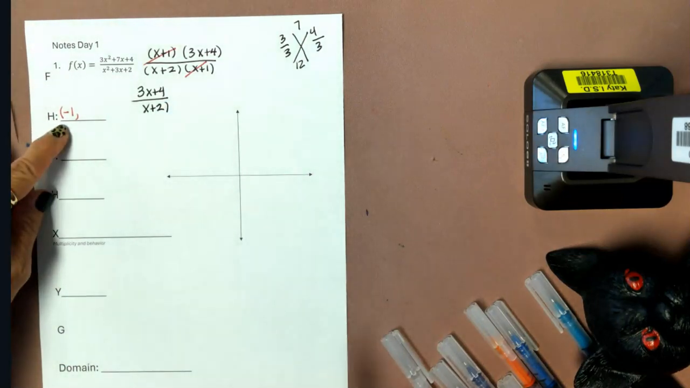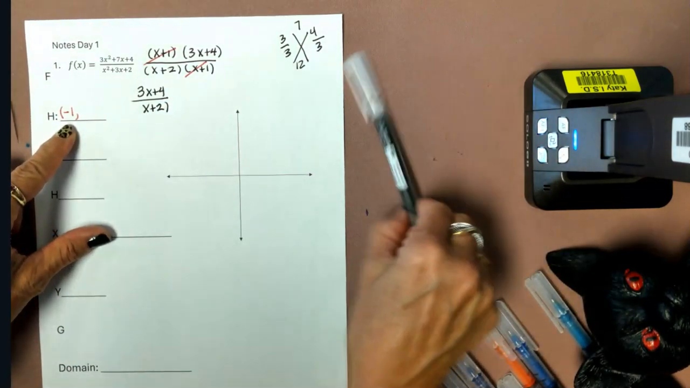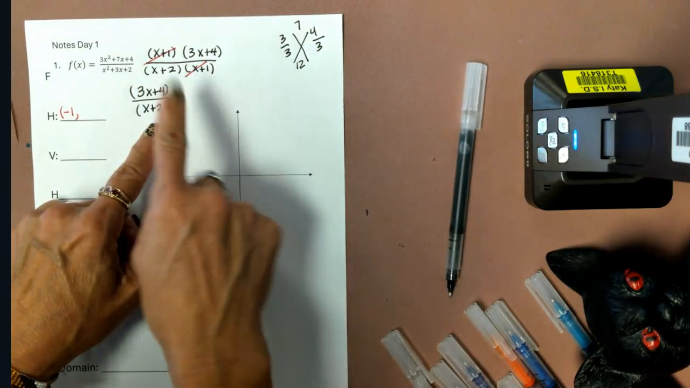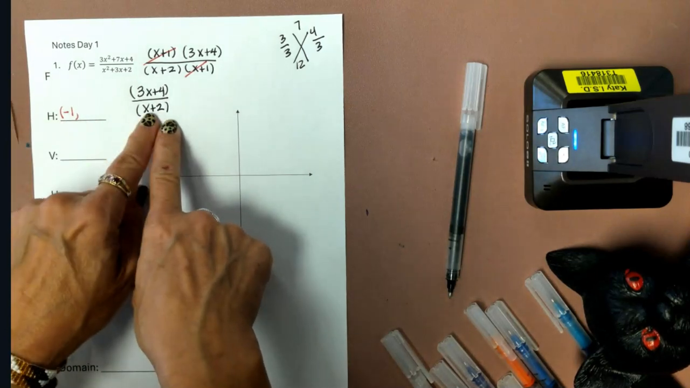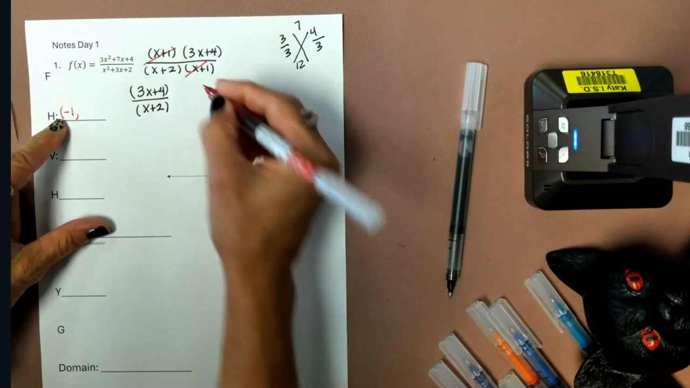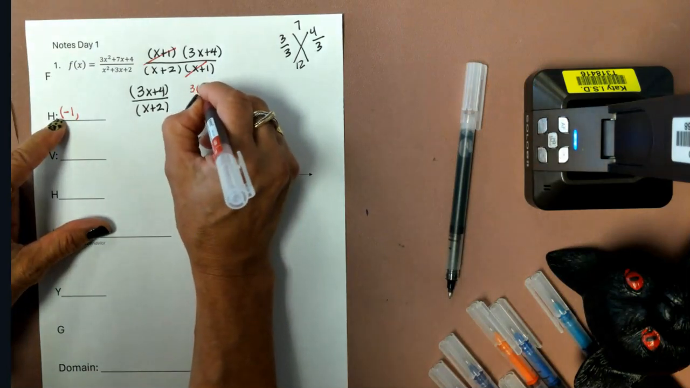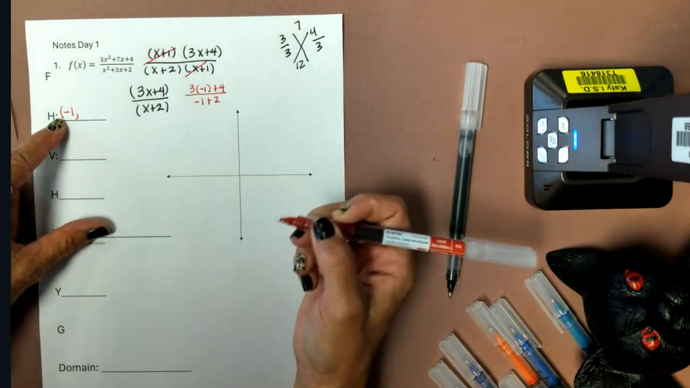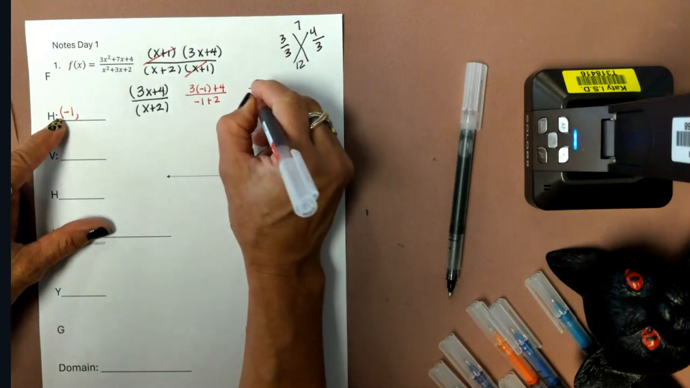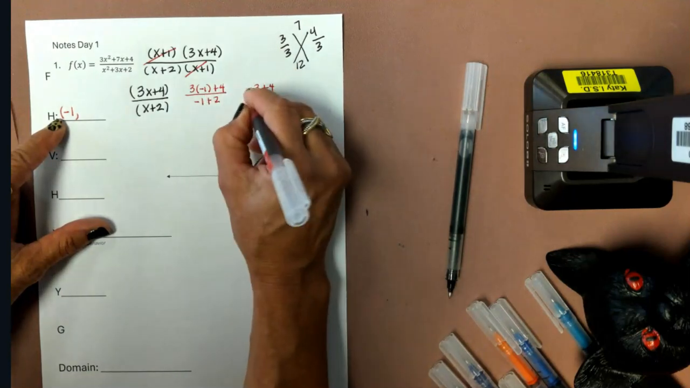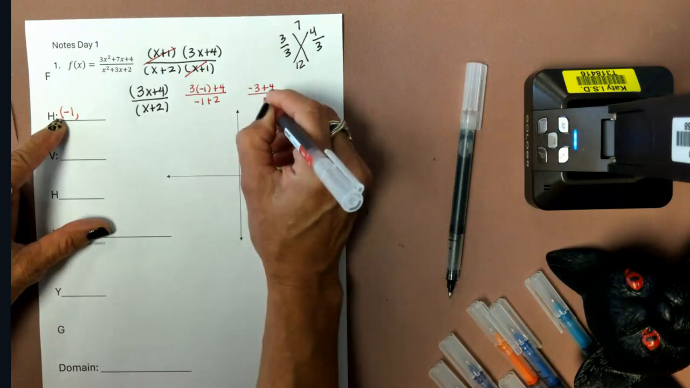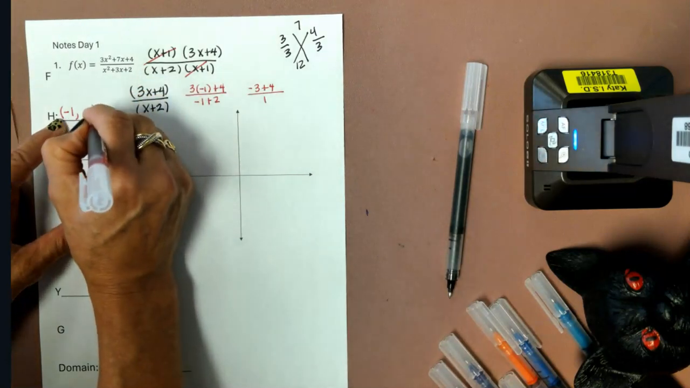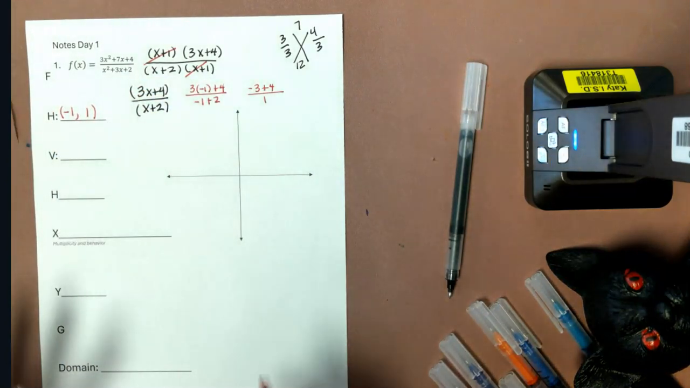So we're going to plot this hole. We're going to go ahead and find the x-coordinate. We're going to go ahead and find the y-coordinate by plugging negative 1 into this fraction. So when I plug in a negative 1, it's going to be 3 times negative 1 plus 4 over a negative 1 plus 2. So 3 times negative 1 is negative 3 plus 4, and then when we clean up this denominator, that's just going to be a positive 1. So a negative 3 and a positive 4 is going to give me a y-coordinate of a positive 1.